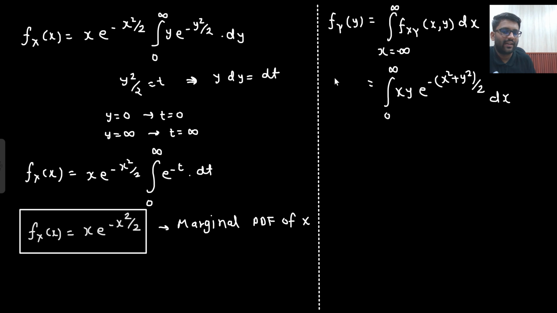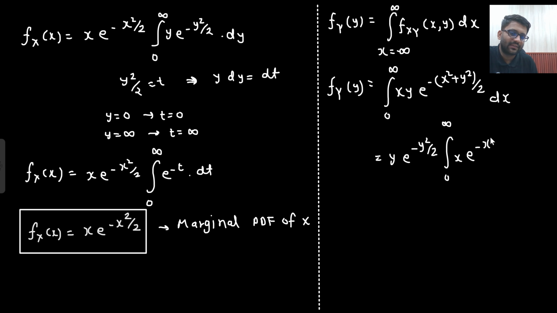Why put the limit of x? Because I need the final function in terms of y. I am putting the limit of x. What I will do is that I will take y common. So y e to the power minus y square by 2 will come common, and then integral from 0 to infinity of x e to the power minus x square by 2 dx. And when you integrate it, x square by 2 will be equal to t. Same integration here. What you will get? 1. So f_Y(y) is coming out to be y e to the power minus y square by 2.